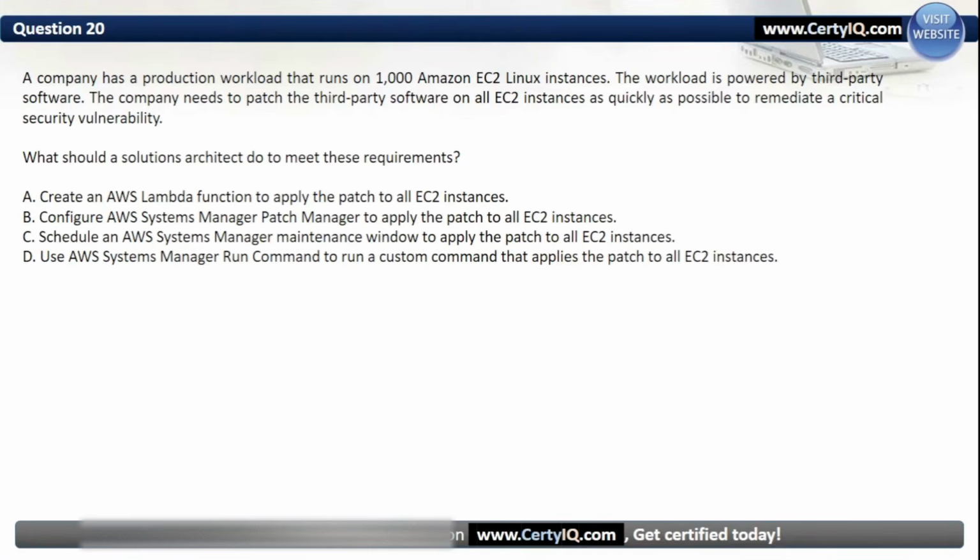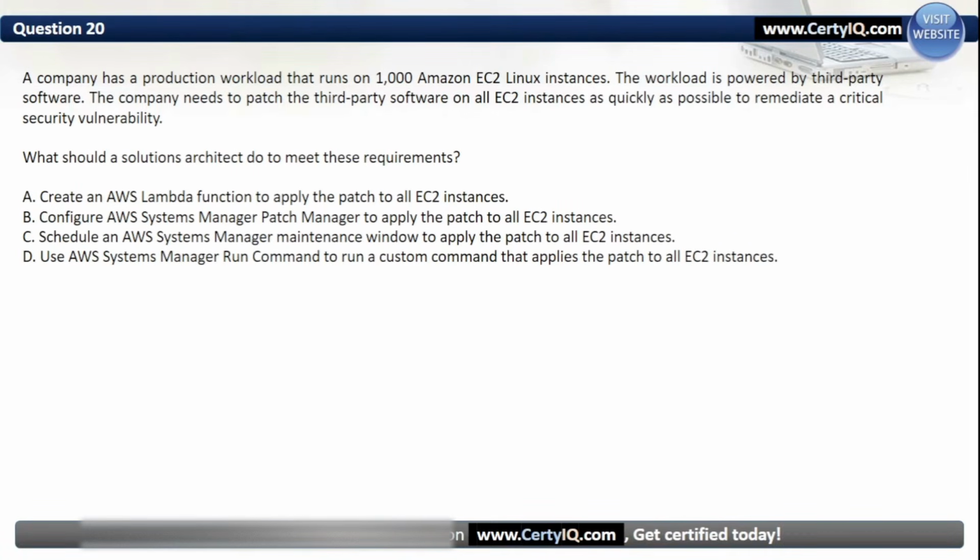Question 20. A company has a production workload that runs on 1000 Amazon EC2 Linux instances. The workload is powered by third-party software. The company needs to patch the third-party software on all EC2 instances as quickly as possible to remediate a critical security vulnerability. What should a solutions architect do to meet these requirements?